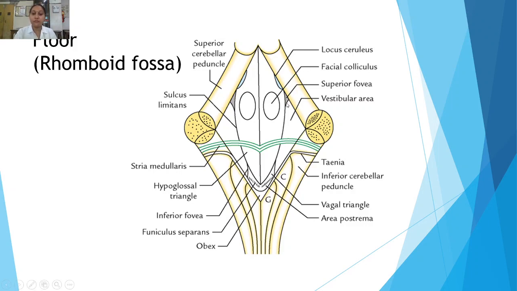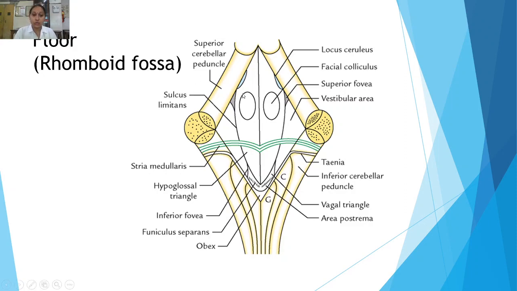Just above the superior fovea, there is a flattened area which is known as locus ceruleus. Locus ceruleus is a flat bluish gray area, that's why the name ceruleus. It is because of the melanin pigment situated in this area, that is known as substantia ferruginea.